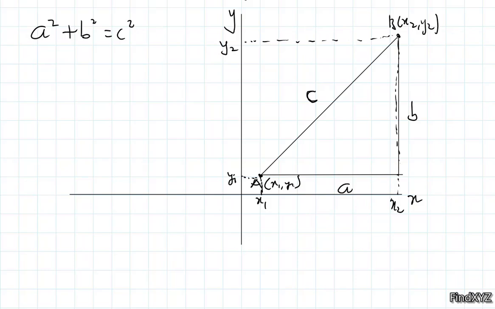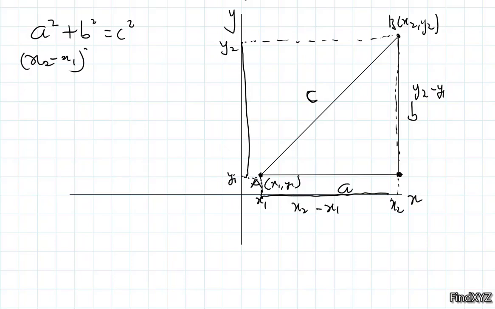But what is the length of a? What is the length of this side? From this point to this point, the distance is x2 minus x1. That will give us the distance of a. And then the distance between these two points is y2 minus y1. So in place of a, we can substitute x2 minus x1. Then what is b? y2 minus y1. Then we square it, and it is equal to c squared.